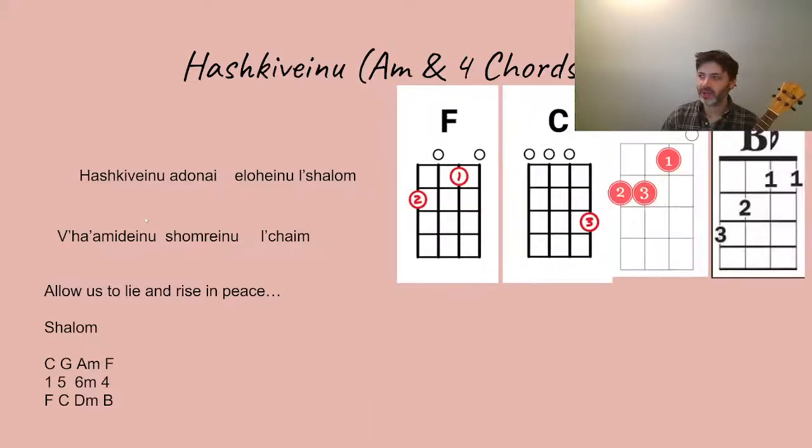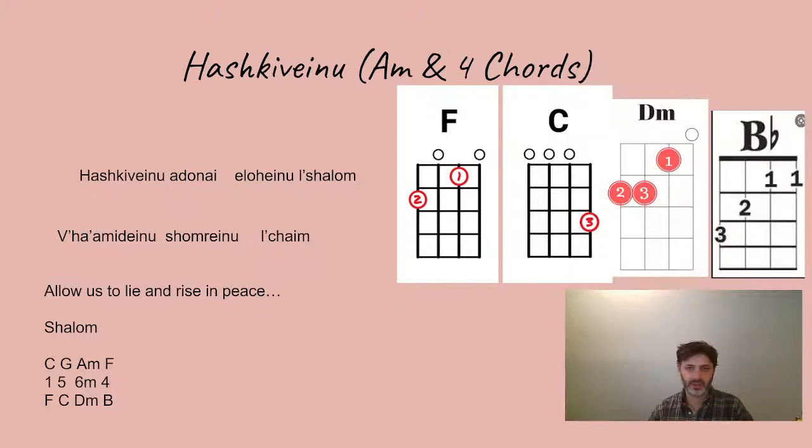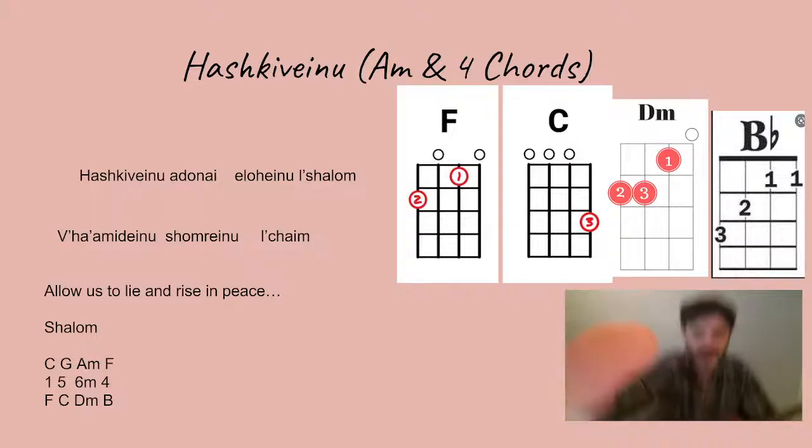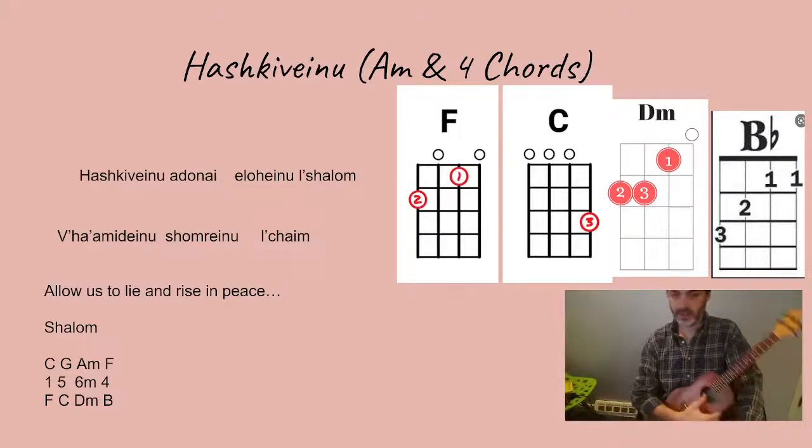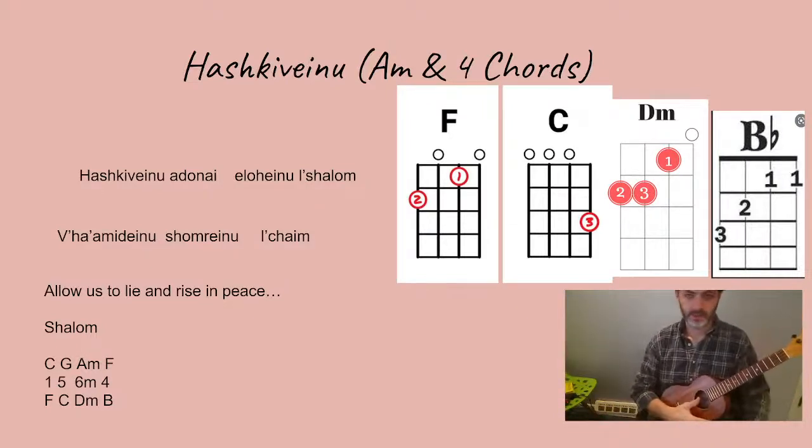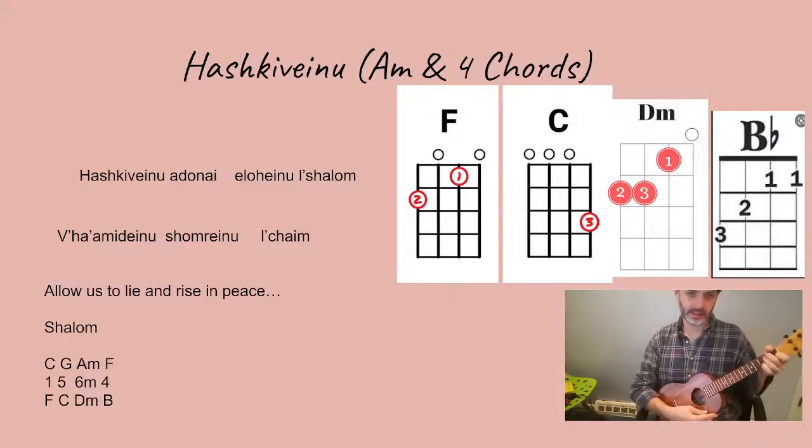So now we're going to try playing the same thing in the key of F. So this is going to be F. Oh, let me move my picture so it's a little easier to see the names of these chords, and I can move this down so you can see my ukulele. So now we're going to play the F, and then the C, and then the D minor, and then the B flat.